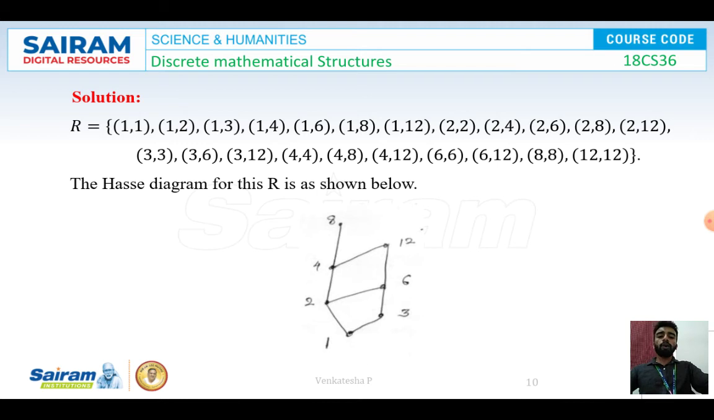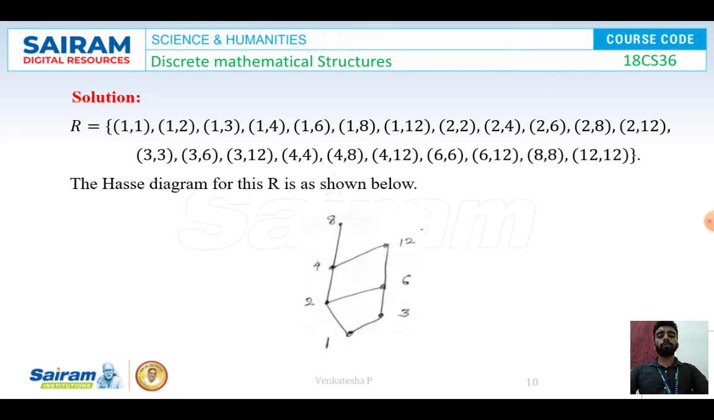So first take all the vertices according to A: 1, 2, 3, 4, 6, 8, 12. First I'm plotting the edges for 1 to 2 and 1 to 3. So next I can ignore (1, 4), (1, 6), (1, 8), (1, 12), because between 1 and those, the (1, 2) and (1, 3) edges already exist. So I can ignore the remaining ordered pairs.